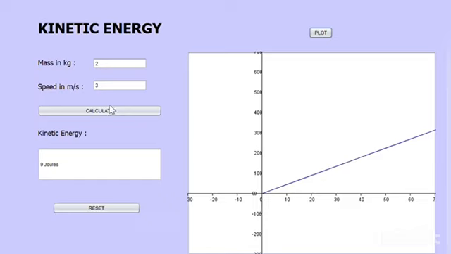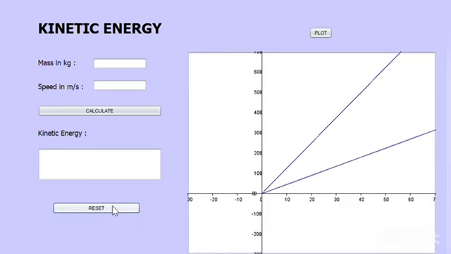Okay, next, what is the kinetic energy of a 4 kg book falling at 5 meters per second? So we put in the mass, which is 4 kg, and the speed, which is 5 meters per second, and when we calculate it we will get 50 joules. Also we plot it and yes, we get a linear graph too.